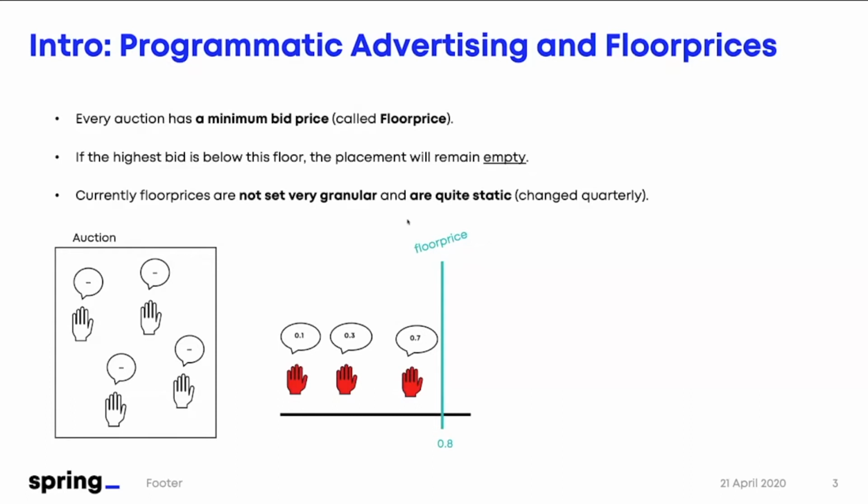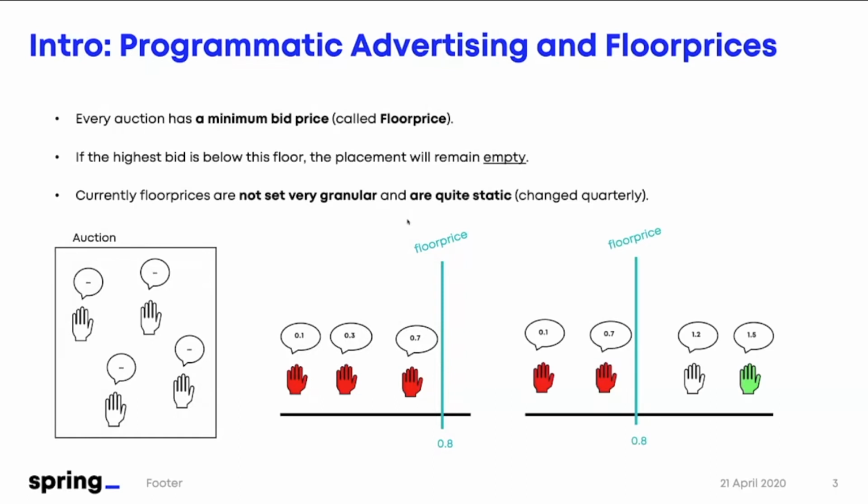And there also exists a minimum, which is usually called the floor price, which is basically the minimum price we agree to accept, talking about bids. So that means that in this example, since no bids are above this floor price, we have no winner and the placement will remain empty. There's also clearly the other case in which we have some bids that are above this floor, and so the highest one will win, and then we have a winner and he's able to show his ad on the placement.